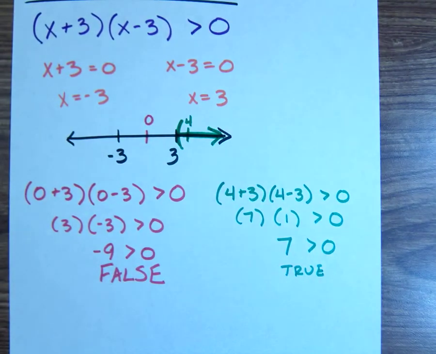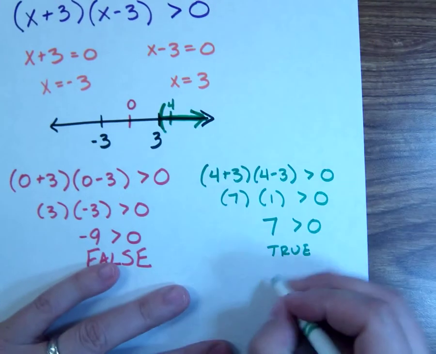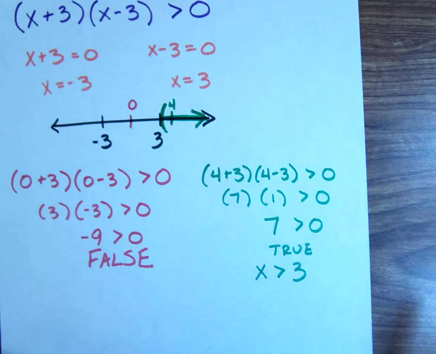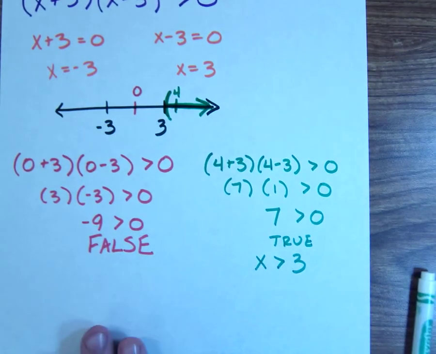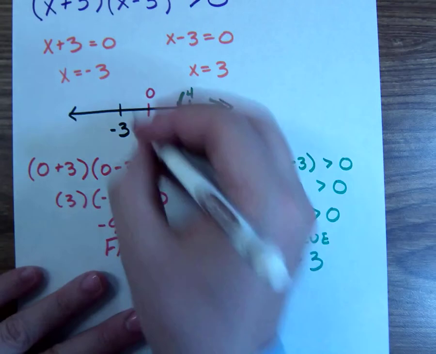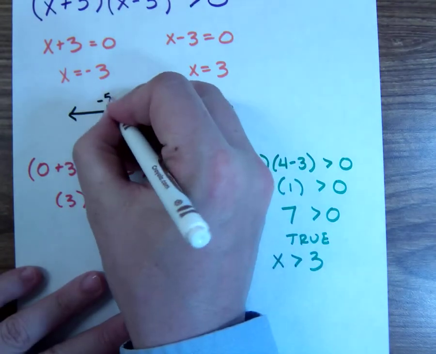That's part of my answer. Numbers that are bigger than three. And if I write this numerically, I would say my x is greater than 3. So any number bigger than 3 is a solution here because when I plug it in, it works. Now there's one thing left for me to do, and that's numbers less than negative 3. Let's do negative 5.